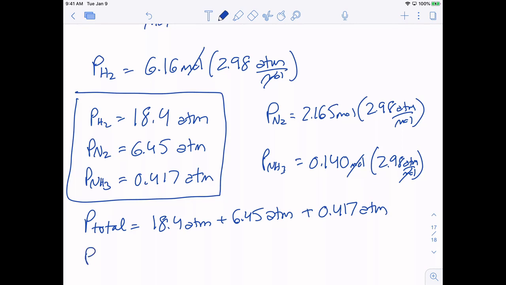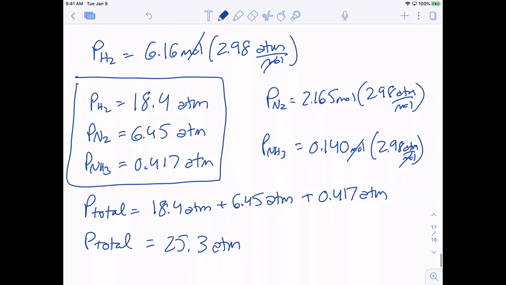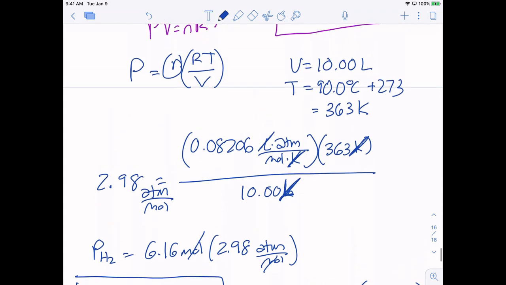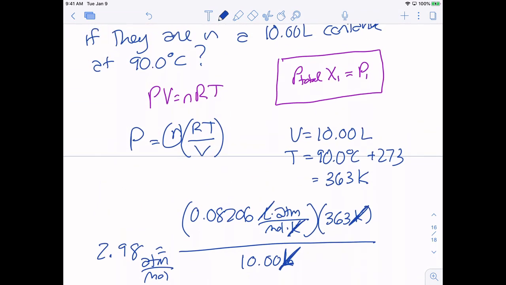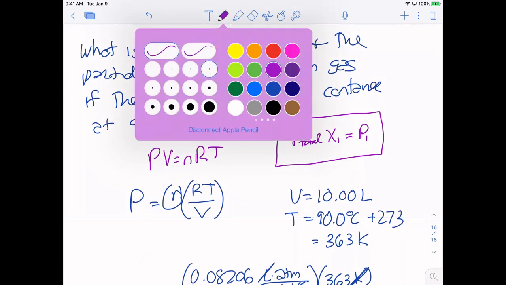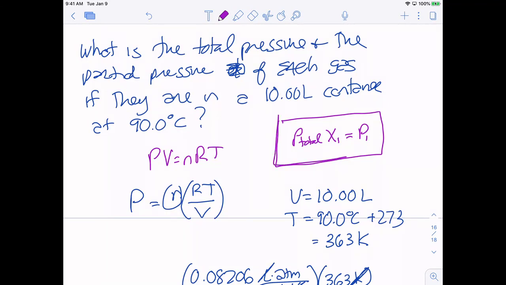And I get that the total is 25.3 atmospheres. Again, remember when we're adding for number of significant digits, it's the number of digits after the decimal point. So here I have 1, here I have 2, here I have 3. So I want 1 after the decimal point. So this would be my answer. So again, this is one way to solve it. I really would like you to try it the other way also.